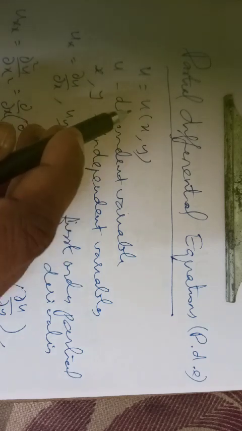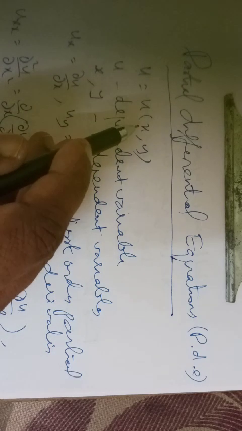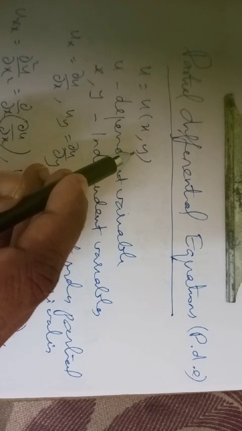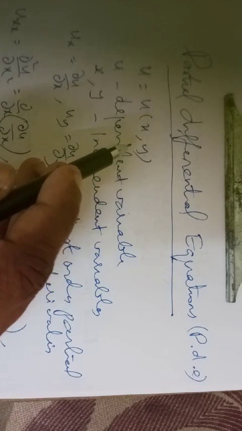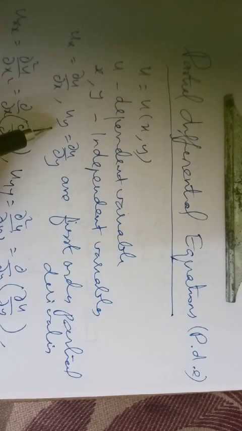Then we have the partial derivatives dou u by dou x, dou u by dou y. These are called first partial derivatives. In short, ux, uy are the first partial derivatives. Second partial derivatives or second order partial derivatives are uxx, that is dou square u by dou x square. That is, we are differentiating u partially with respect to x two times, dou by dou x of dou u by dou x. Similarly, uyy is equal to dou square u by dou y square, that is dou by dou y of dou u by dou y.